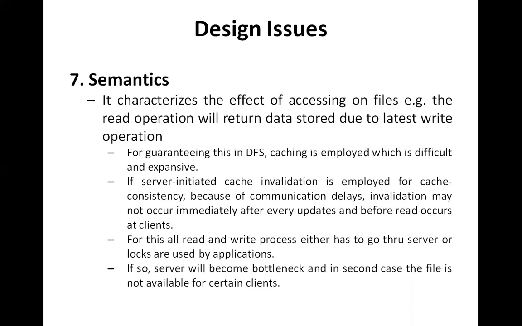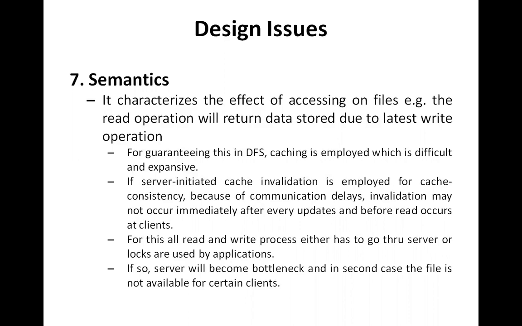So let us consider a file system which employs server initiated cache invalidation, which gives a guarantee about cache consistency. In this system, because of communication delay, the invalidation may not occur immediately after the updates are done, or before the read operation occurs by a certain client. So just to guarantee the semantics, all the read and write operations from the various clients will have to go through the server, or sharing will have to be disallowed either by the server or by using locks by the applications.